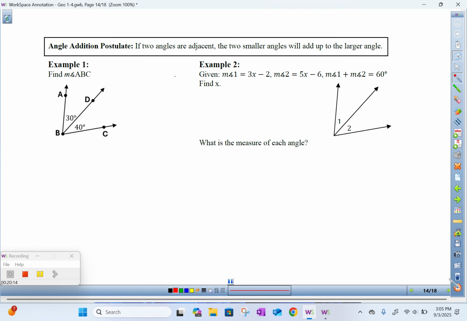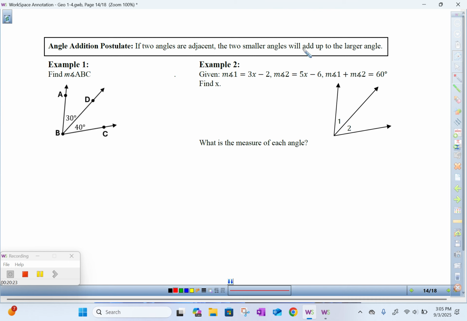Alright, angle addition postulate works the same as the segment addition. Smaller piece plus smaller piece is equal to the large. Okay, so if the two angles are adjacent, like this one ABD and this one DBC, the two smaller angles would add up to the larger one.